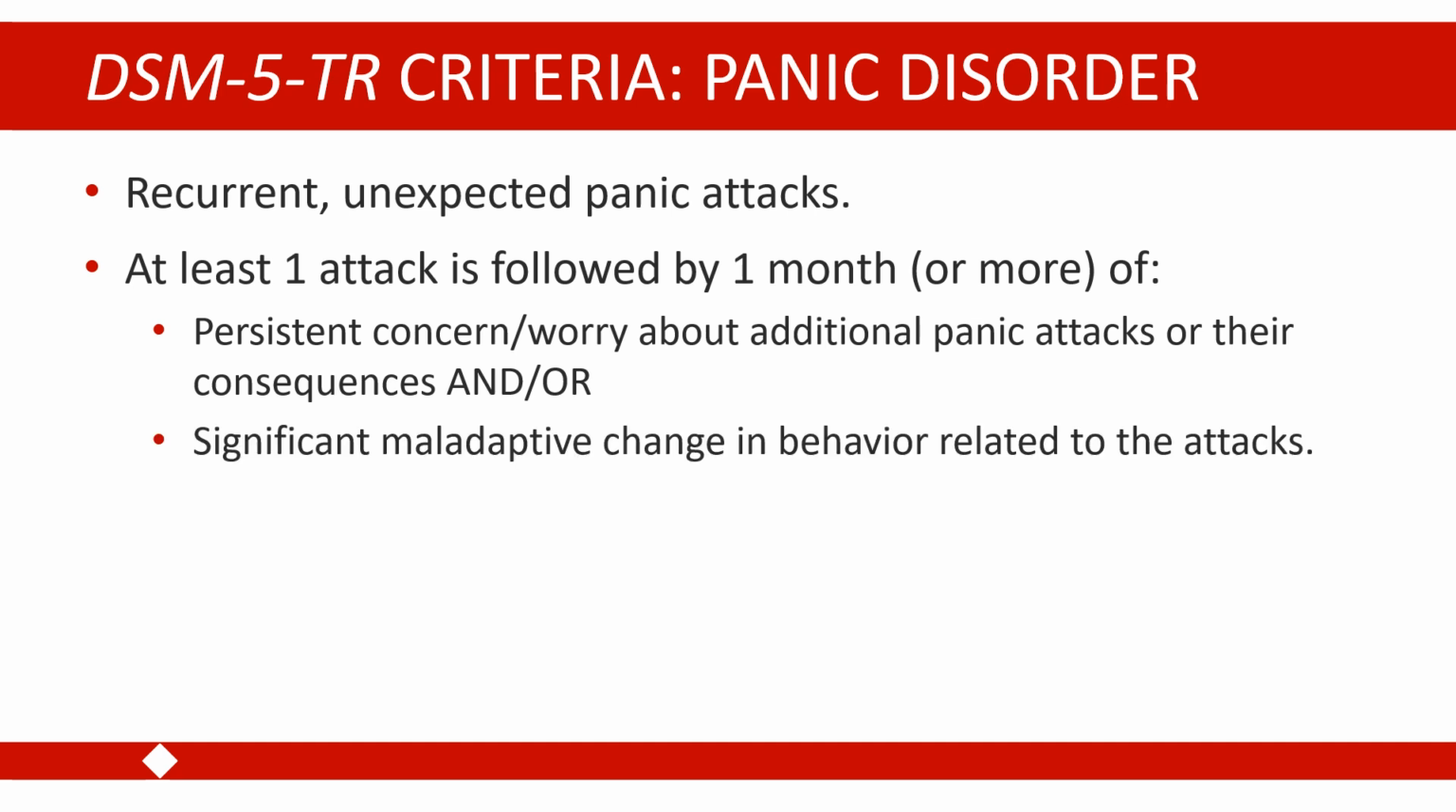The other way to meet this criterion is that the individual may experience at least a month of significant maladaptive changes to their behavior related to the panic attacks. For example, someone might change their behavior in order to avoid physical sensations that they're worried will trigger a panic attack. They might avoid engaging in exercise because they're worried that getting out of breath and having a pounding heart will bring on a panic attack. They might avoid watching scary movies that they're worried will lead them to having a panic attack. They might even avoid things like engaging in sex because they might be worried that the physiological consequences could bring on a panic attack. These would all be examples of significant changes in behavior related to the panic attacks.